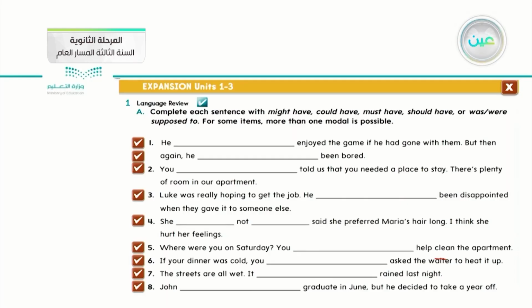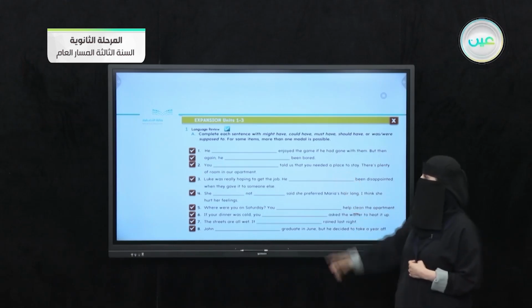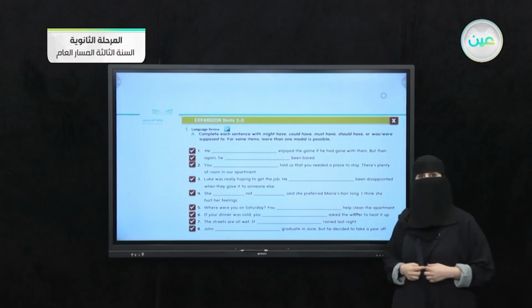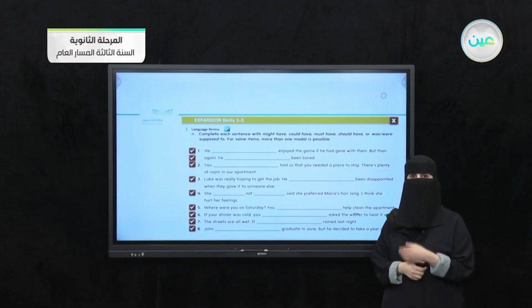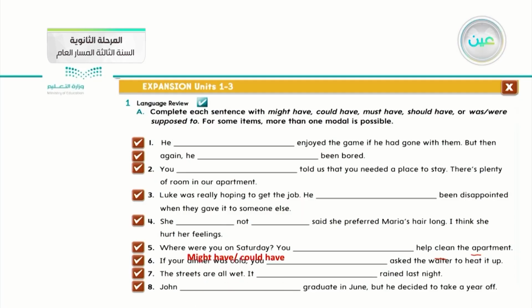Complete each sentence with might have, could have, must have, should have, or was or were supposed to. And for some items, more than one modal is possible. Number one: He, space, enjoyed the game if he had gone with them. But then again, he, space, been bored. So what do you think the suitable past modal is for this space? Okay, let's check together.